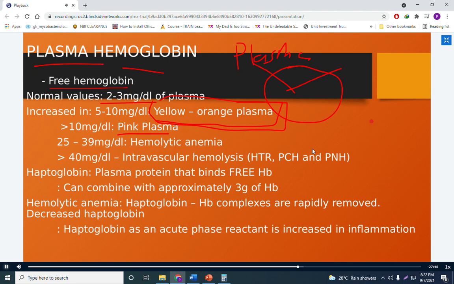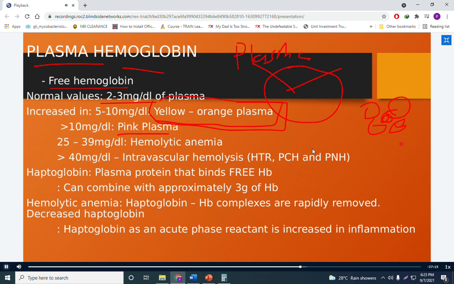Bakit sa tingin nyo ganyan siya kataas? What happens in your hemolytic anemia? What happens to your red cells, class, in hemolytic anemia? Okay, they are lysed, nasisira. Now, kapag in hemolytic anemia kasi, class, almost all of your red cells are lysed.